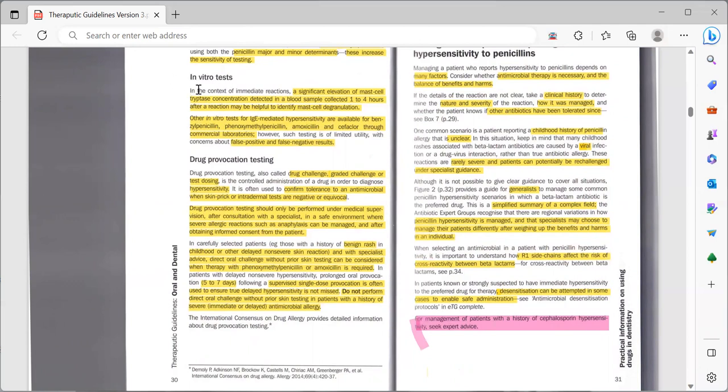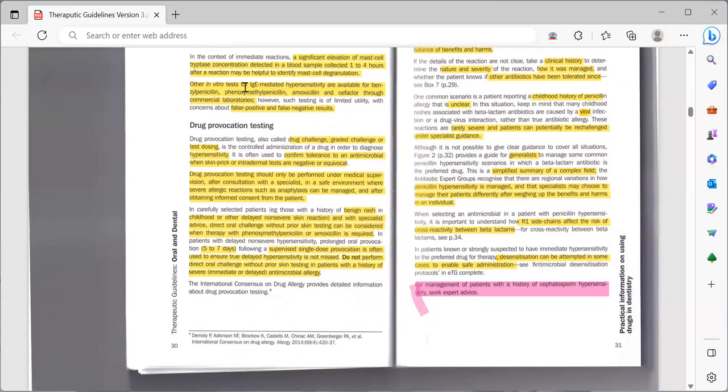Then the second method of testing is in vitro testing, which is mainly lab-based testing, where they put the antibiotic or the drug into a certain medium, and they show how that would react. In the context of immediate reaction, if there is any elevation of mast cell tryptase enzyme concentration detected in a blood sample collected 1 to 4 hours after a reaction, it may be helpful to identify mast cell degranulation.